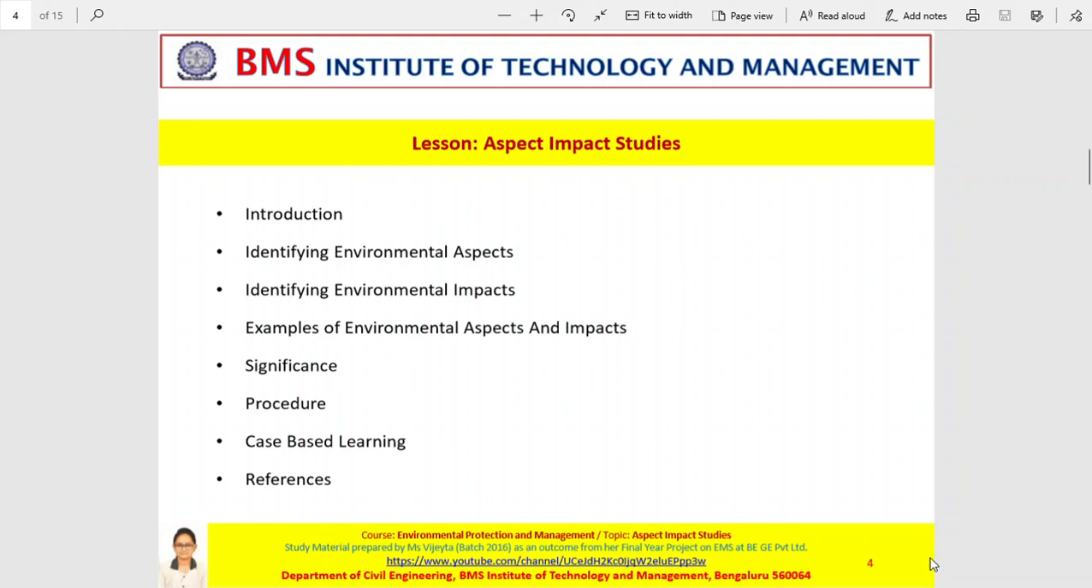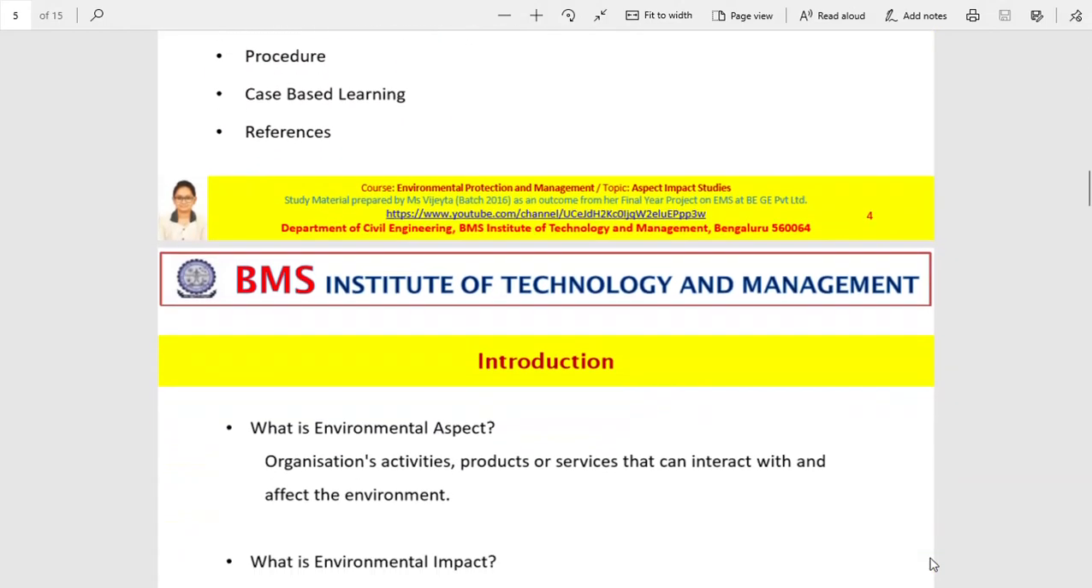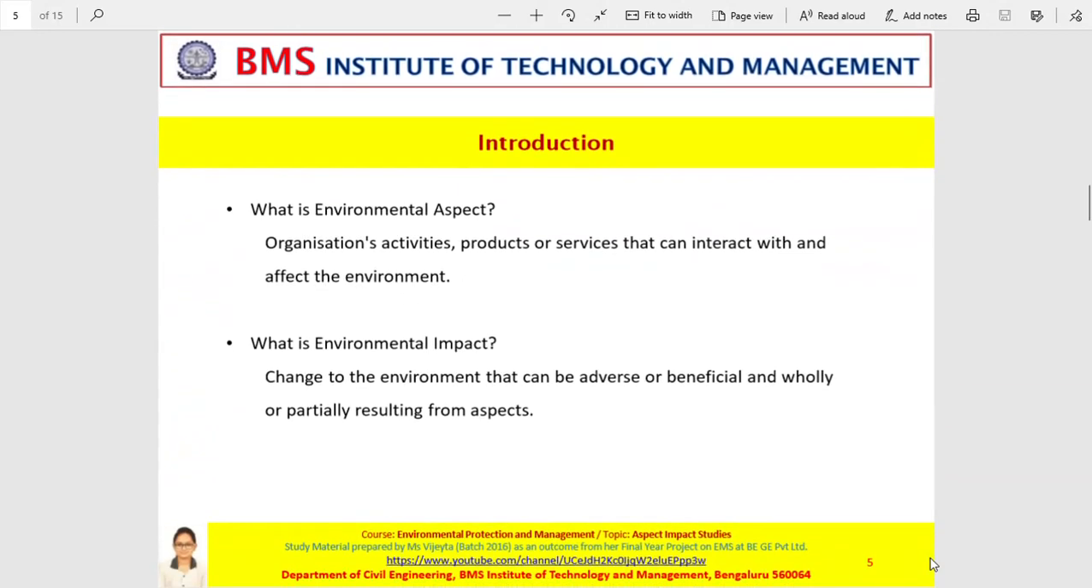Moving on to slide 5. Aspect Impact Study or Analysis. Aspect Impact Study is one of the most important components of an environmental management system. It is used as a tool in the planning phase in the PDCA, Plan Do Check Act, concept of the ISO 14001 framework.